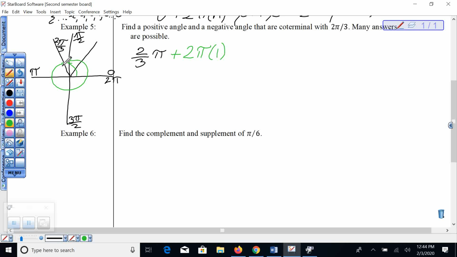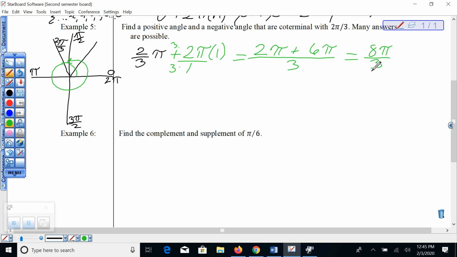I think we could just add them. So maybe I'd tuck a 1 under that and I'd make them have common denominators. So times 3 times 3. So we get 2 pi plus 6 pi all over 3, if they both have the same denominator, right? Which would be 8 pi. And that would be considered one positive full revolution from 2 pi over 3.